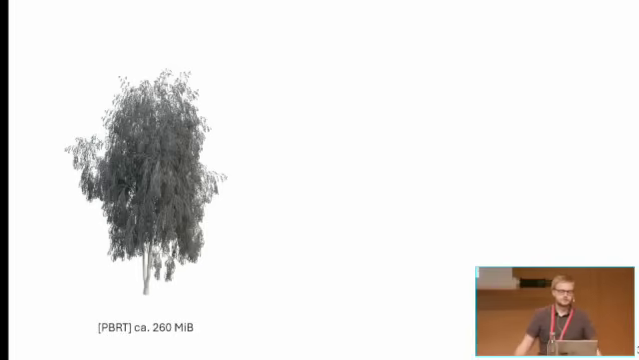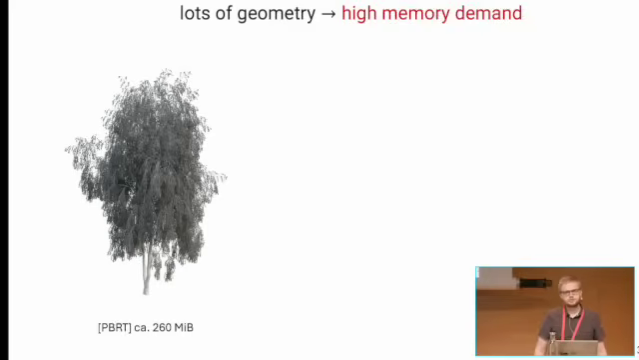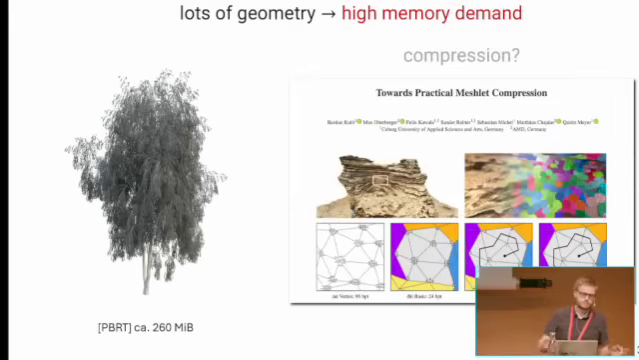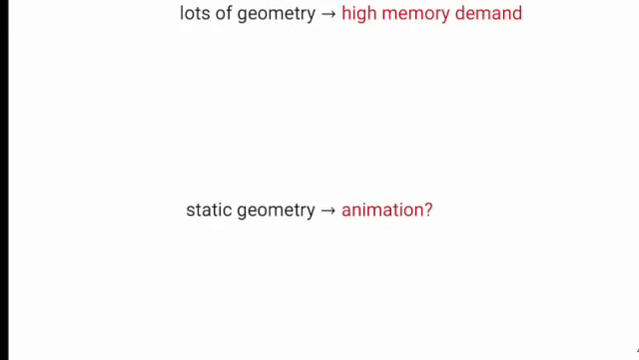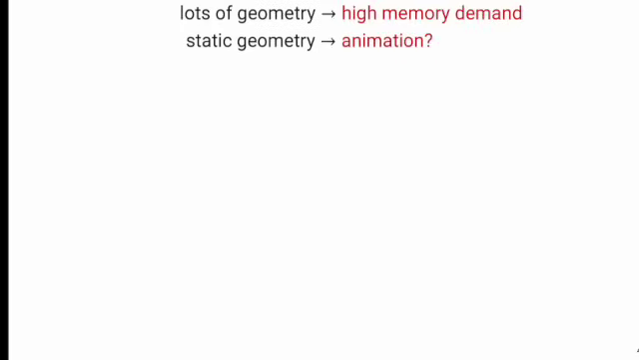You want very detailed trees nowadays, and they can sum to very large amounts of memory, so you would have a very high memory demand. One thing you could do to mitigate this is maybe real-time decompression, and there are ways to do that, but you would probably only get compression by a factor of 2.5 or something, so that doesn't really solve the problem.